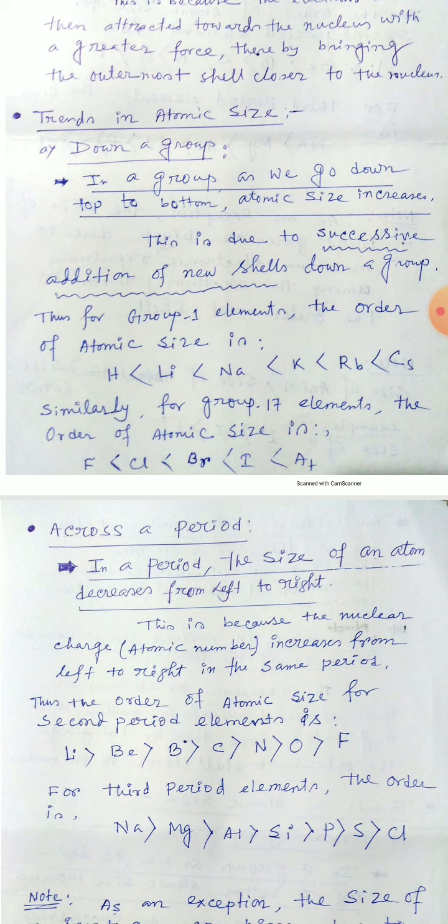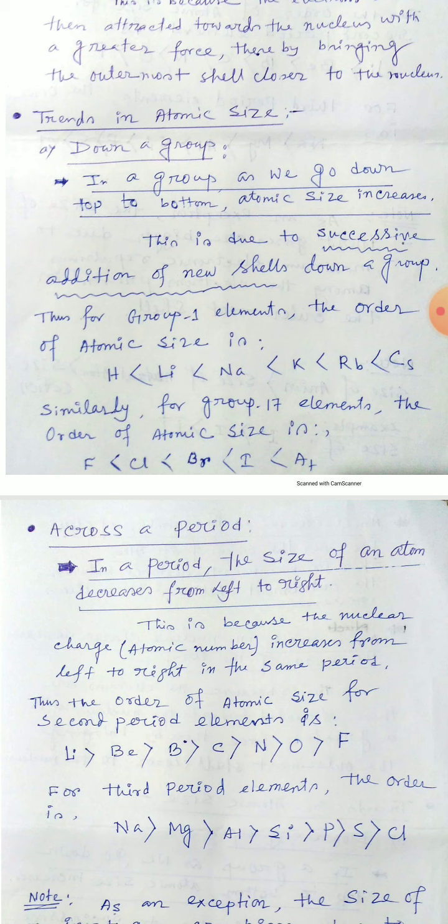For example, in the case of group 1 elements, that is alkali metals, the elements from top to bottom are hydrogen, lithium, sodium, potassium, rubidium, cesium. So the atomic size order will be the same: hydrogen is less than lithium, less than sodium, less than potassium, less than rubidium, less than cesium.